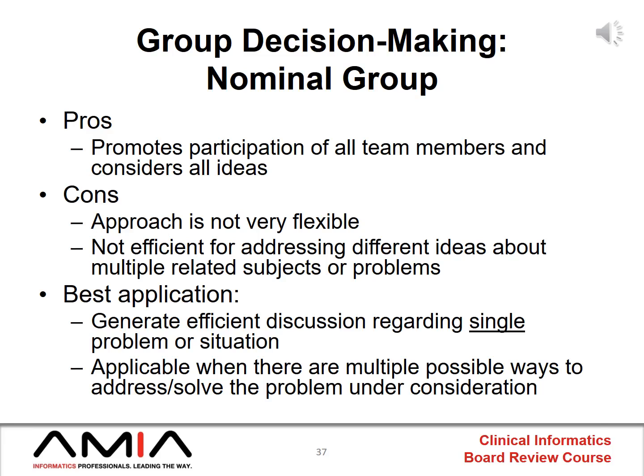The disadvantage is that this approach is not very flexible, it is quite prescriptive, and it isn't necessarily the most efficient way to address different ideas about multiple related subjects or problems. The best application for nominal group technique is to help generate efficient discussion regarding a single problem or situation when there are multiple possible ways to solve that problem. And this is why multi-voting is used, as you will see when we talk about multi-voting a little bit later in this lecture.